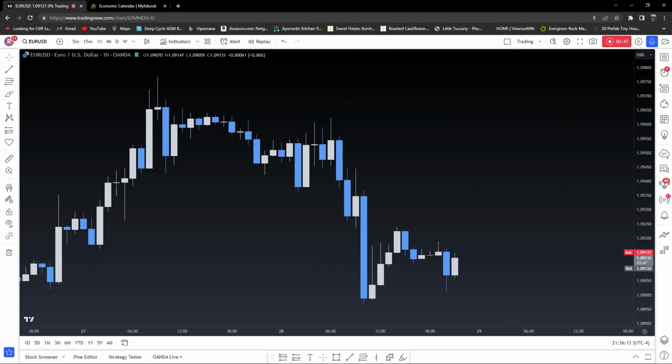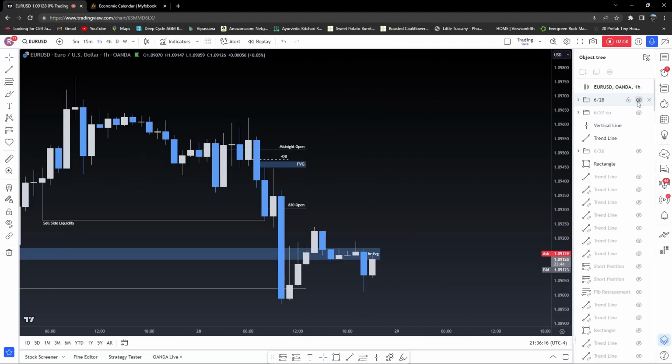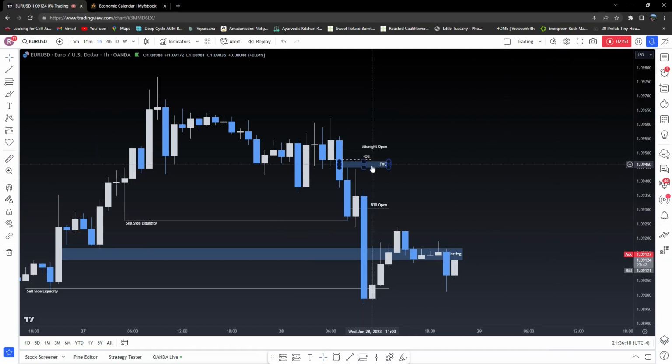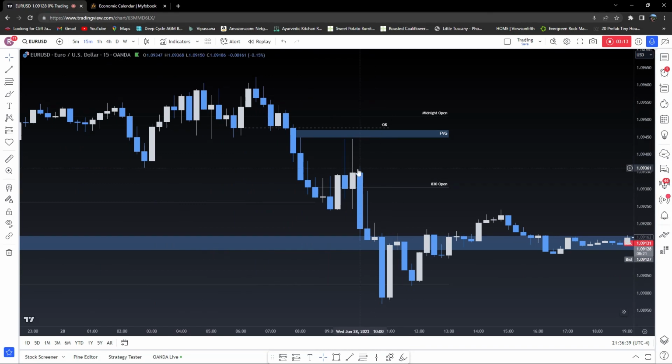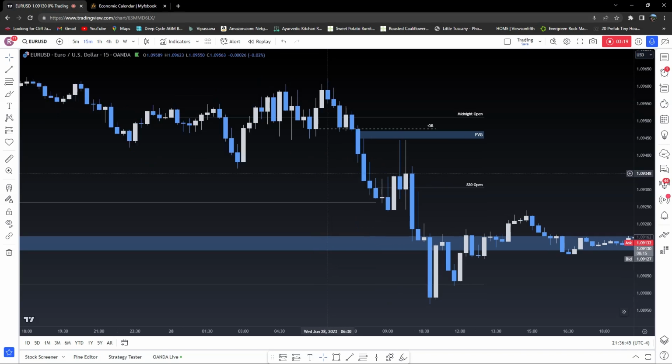Let me annotate this real quick. So we have midnight open right here. You can extend that out. Then we had a rally up after London, and then we just dropped heavy. Once the session began at 8:30, I start at 8:30. I was looking for a rally up into this fair value gap right here, because this rally occurred at 6:30, and then we came down.